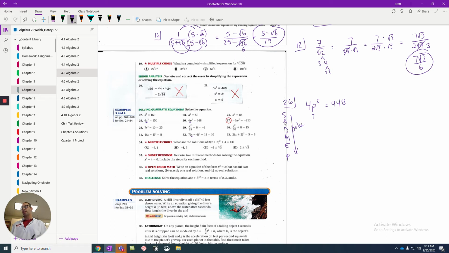So I want to do any addition or subtraction, which there is none. Then I want to do any multiplication or division. I see this times 4, so I will divide by 4. It's important we do that before we get into the exponents. That gives me p squared equals 112. And now I'm going to take the square root. This is the big key.